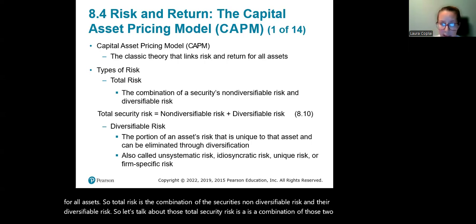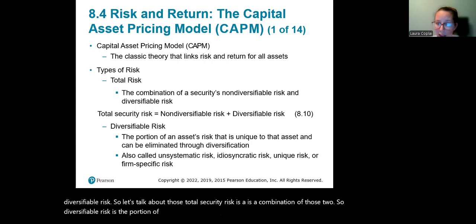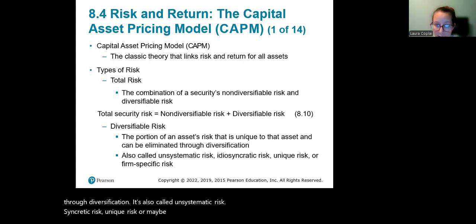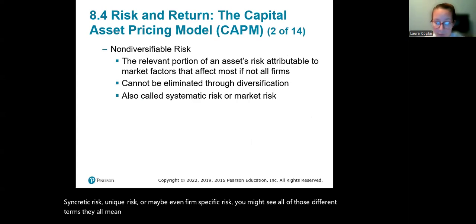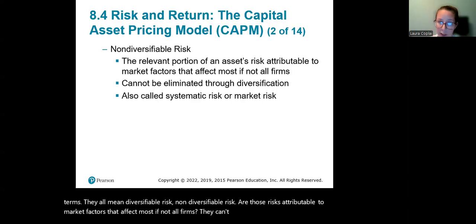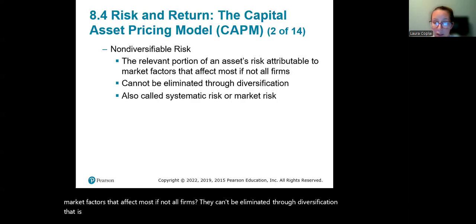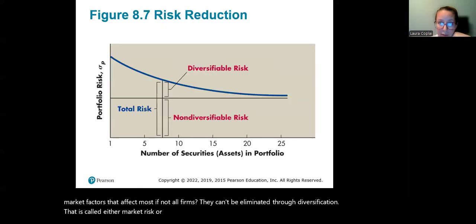So diversifiable risk is the portion of risk that is unique to that asset and can be eliminated through diversification. It's also called unsystematic risk, idiosyncratic risk, unique risk, or maybe even firm-specific risk. You might see all of those different terms. They all mean diversifiable risk. Non-diversifiable risk is attributable to market factors that affect most, if not all, firms. It can't be eliminated through diversification. That is called either market risk or systematic risk.